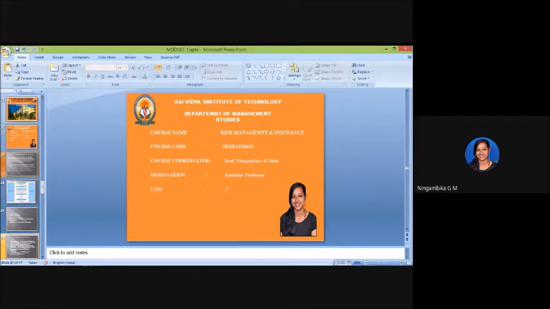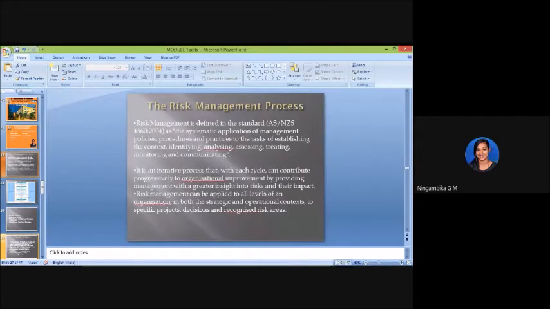Okay, so today we're going to understand the risk management process. It's a very important question asked in many of the question papers. So before understanding the process, in the previous class we understood about risk management. Risk management is defined as this according to the standards: the systematic application of management policies, procedures, and practices to the task of establishing the context, identifying, analyzing, assessing, treating, monitoring, and communicating.